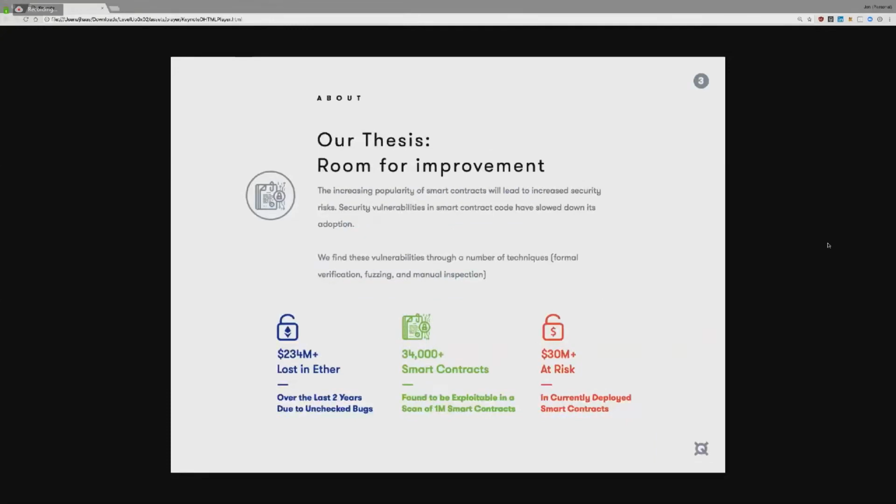But there's a lot of room for improvement, to say the very least. The increasing popularity of smart contracts has led to increased security risks. Vulnerabilities in these smart contracts have slowed down adoption because people have been writing really bad code. And that's no fault of their own. The resources really aren't there to write good code yet. But what we do, and what a number of other firms do as well, is find these vulnerabilities through a number of techniques. We use formal verification, fuzzing, and some manual inspection. Other firms are using partial decompilation. There's a number of approaches that have been found to be valid.